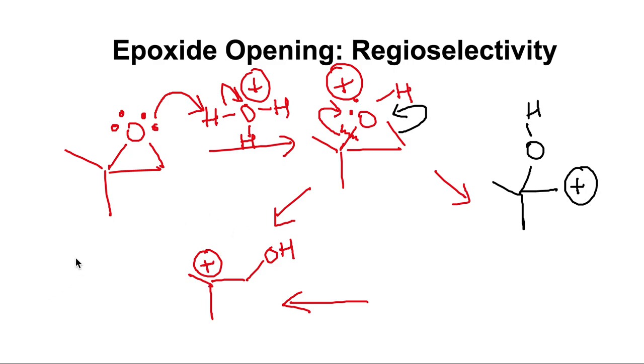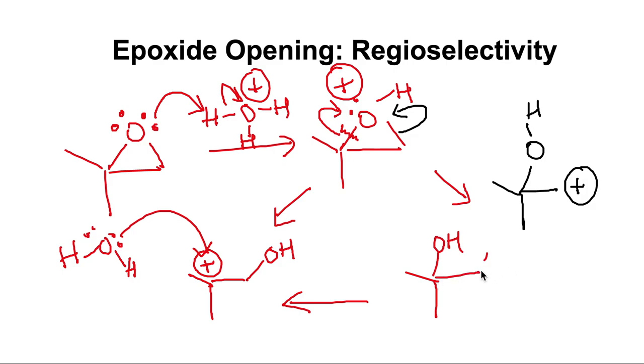And now what happens is, in this case, water left on the first step, right? So now water can come and attack there, and that will give us a diol actually, because it will give us this first. The water still carries both hydrogens, and then the last step will be one of those hydrogens taken away by one of the molecules of water, and that will give us a diol. So the final product will be this one right here.